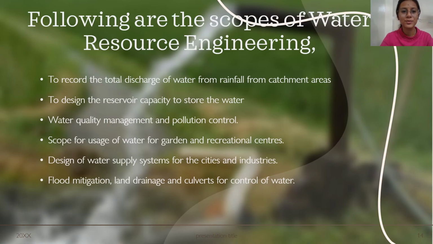Let us see some scopes of water resource engineering. To record the total discharge of water from rainfall from catchment areas, to design the reservoir capacity to store the water, water quality management and pollution control, scope for usage of water for garden and recreation centers, design of water supply system for cities and industries, flood mitigation, land drainage and culverts for control of water.